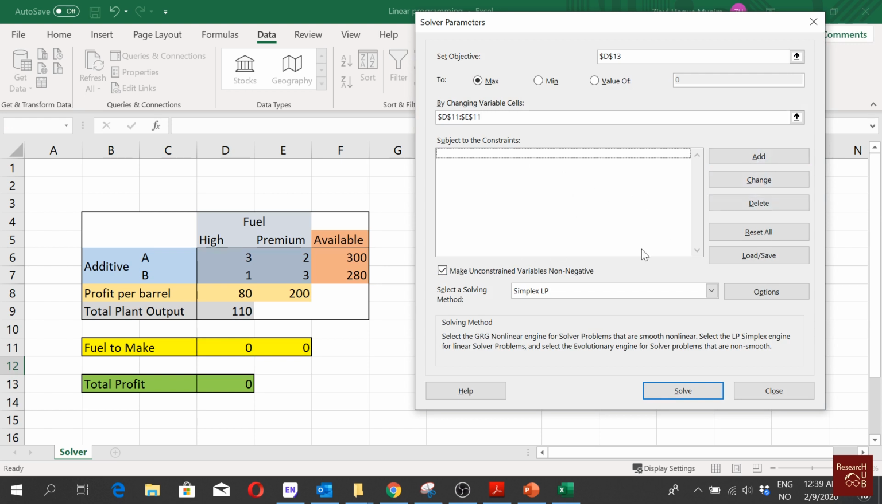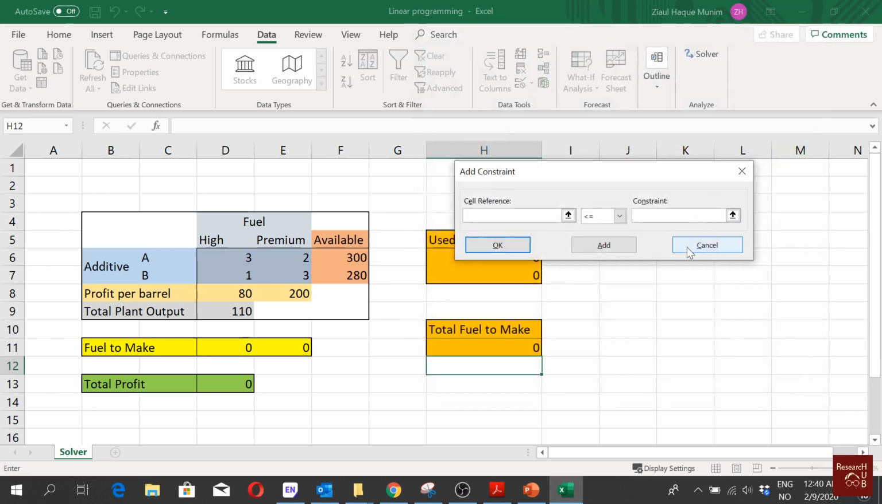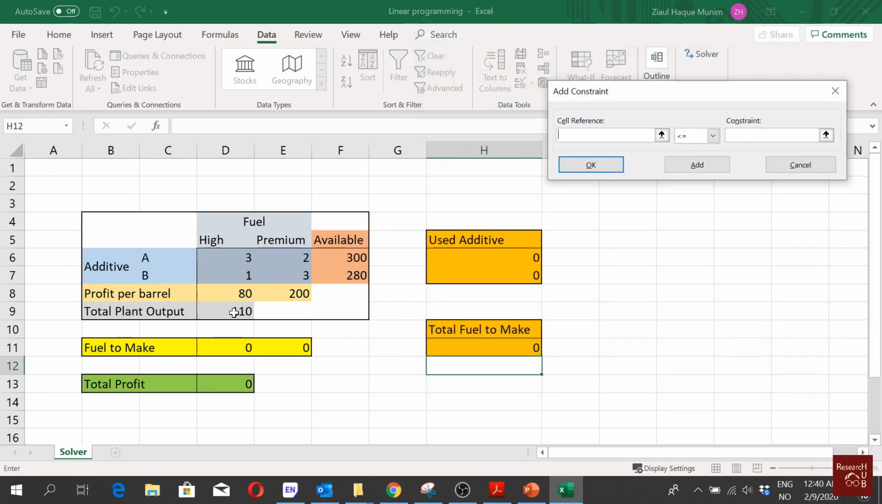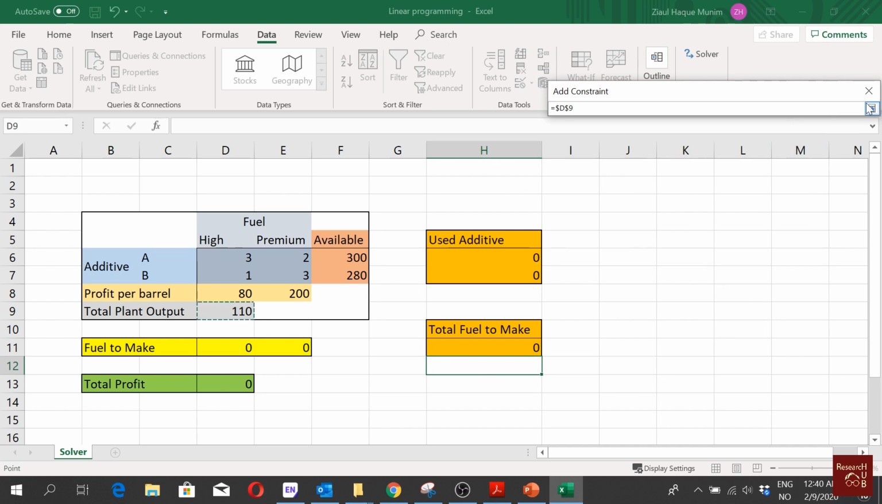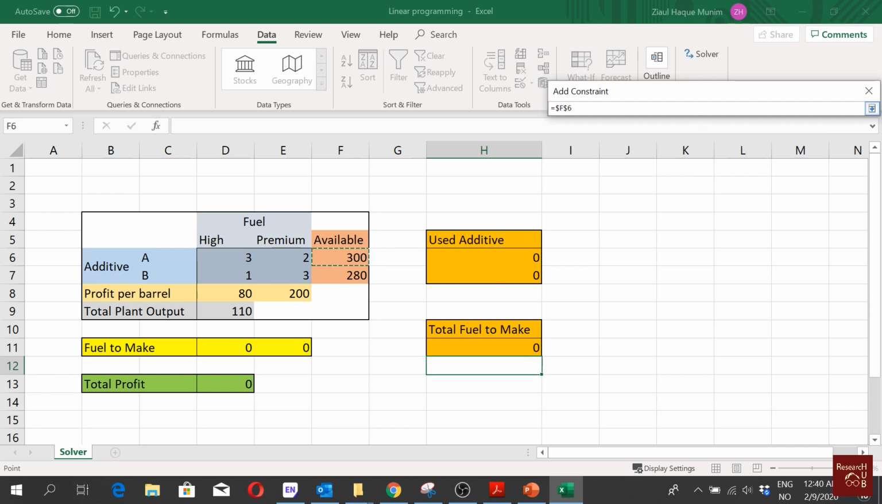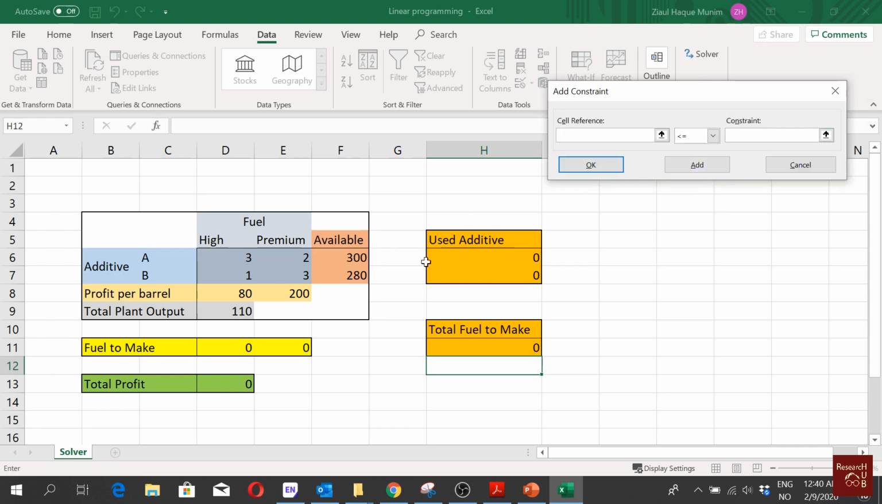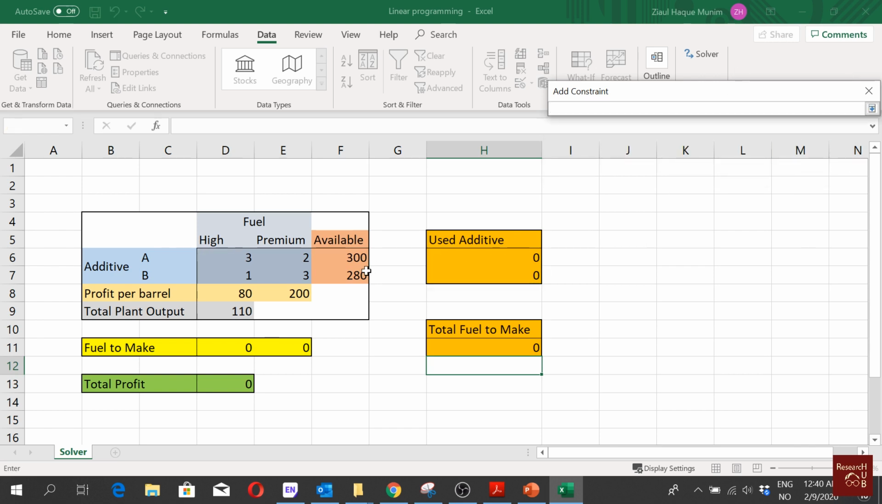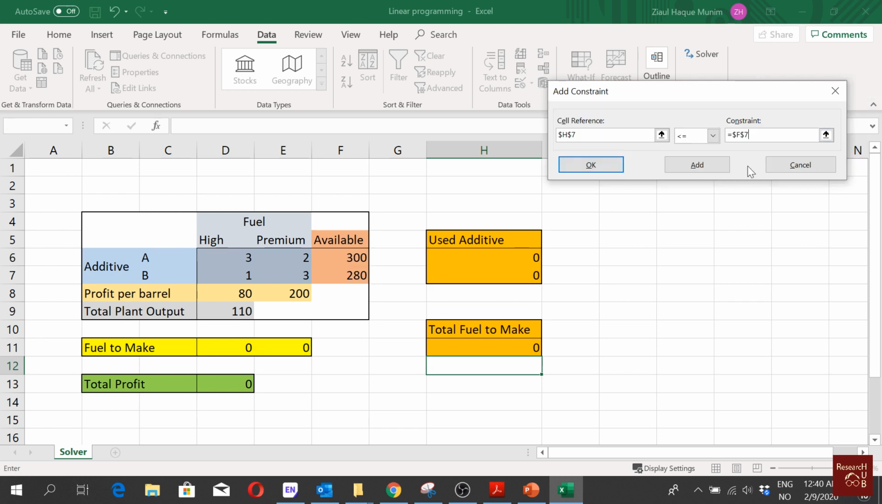And here we have to add the constraints. So normally I first think about capacity constraints. For instance, the total fuel we will produce should be less than or equal to our total capacity, which is here, right? And then the additive used of A should be less than or equal to the capacity of additive A, right? And the total use of additive B should be less than or equal to the capacity of additive B. So we also add that.